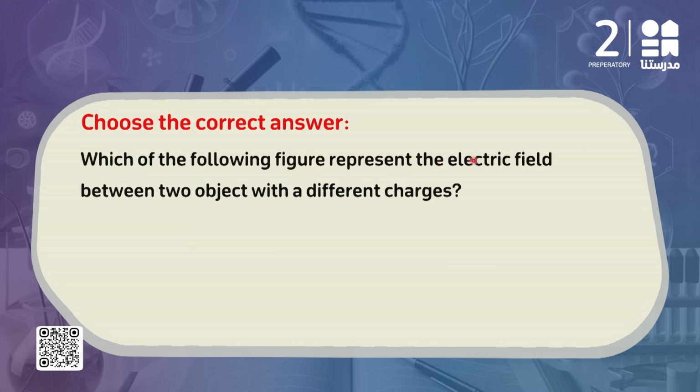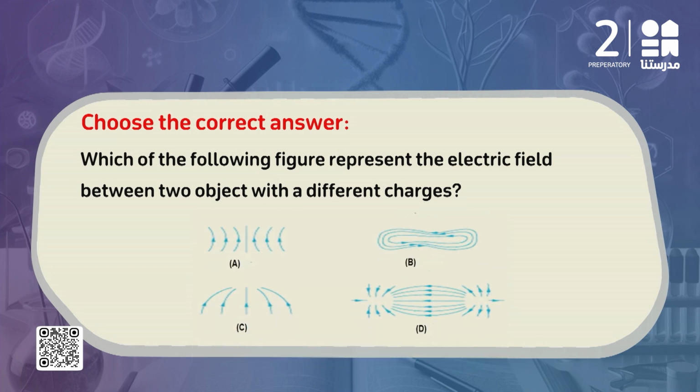Which of the following figures represents the electric field between two objects with different charges? Right away, since there are different charges, we find that the electric field lines go out from the positive charge to the negative charge.